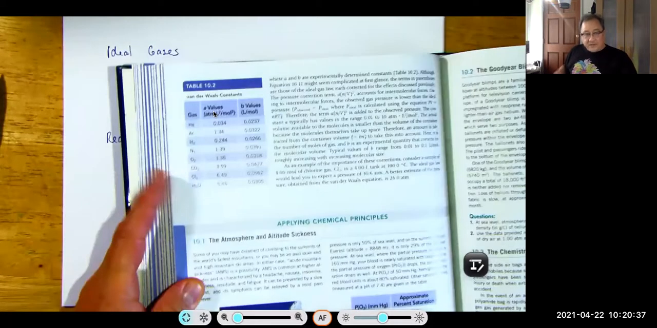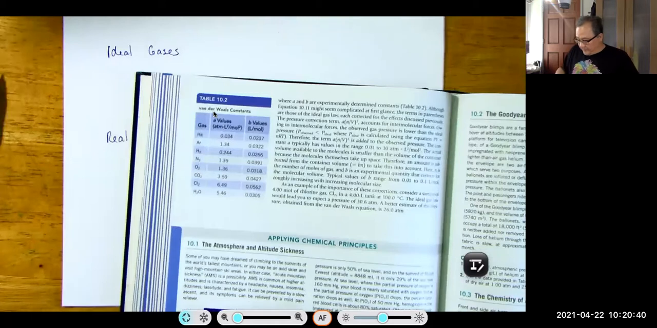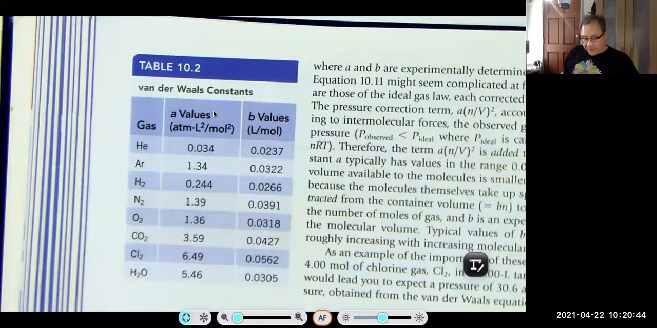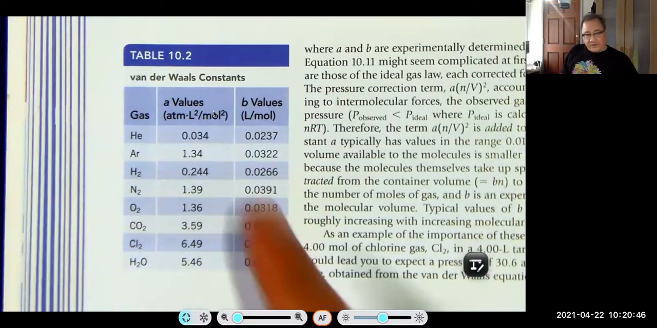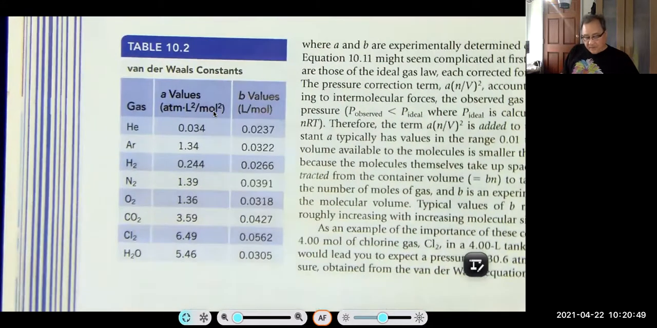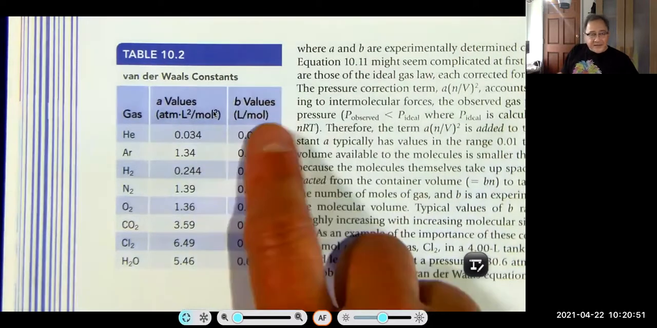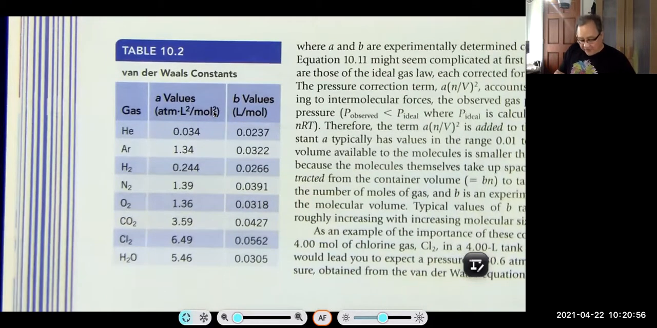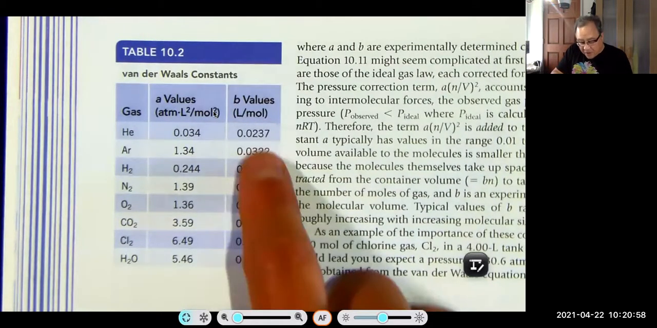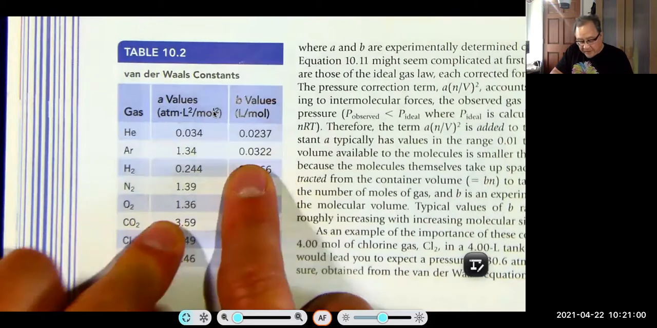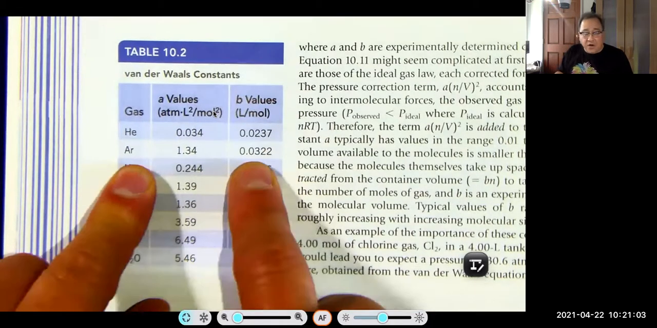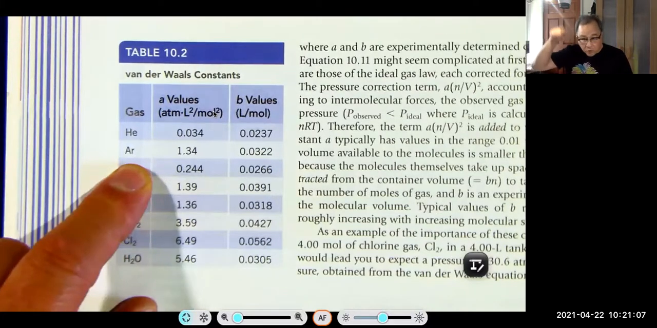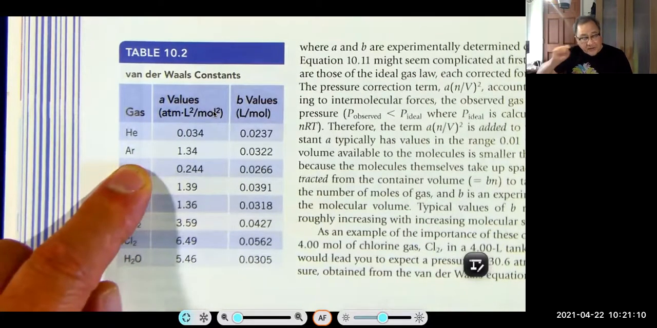All right, so here are some A's and B's. Now, we're going to ignore the units for the values. But remember how I said that the B values are basically going to be dependent on the volume of the particle? Do you see that the helium particles have a smaller B than argon? And we would expect argon to have a larger volume than helium because it has a larger mass. They're both in the same group, and they get larger as you go down the group, correct?